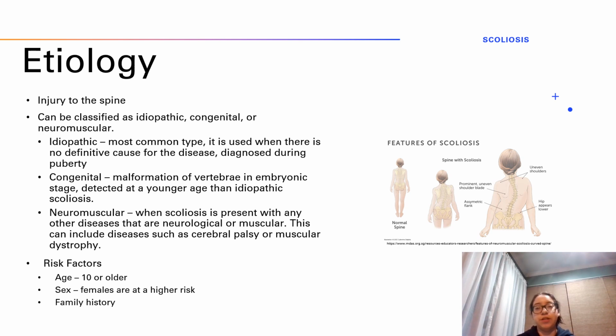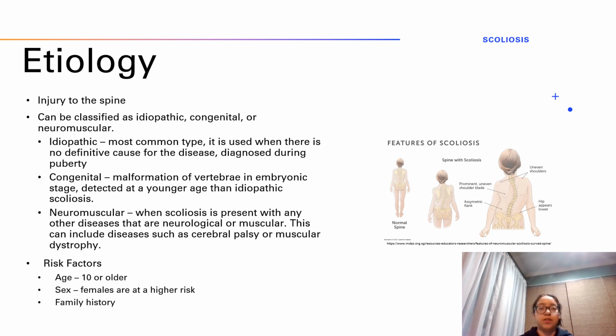It is used when there is no real cause for the scoliosis to appear, and it is mainly used on young children and those who are going through puberty. Congenital can cause curvature in any part of the spine that will happen during the embryonic stage. It forming during this stage means that it can be detected at a younger age than idiopathic.